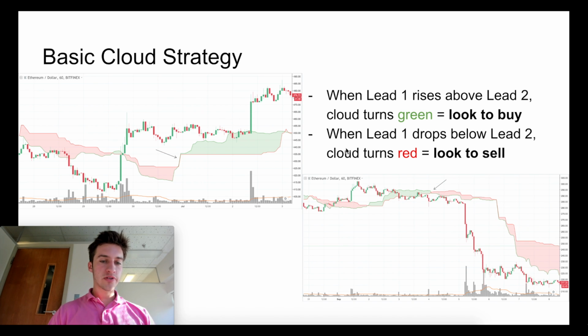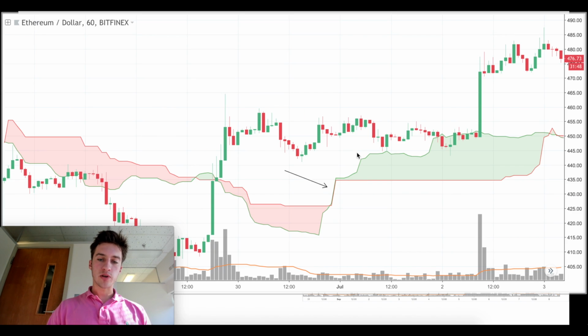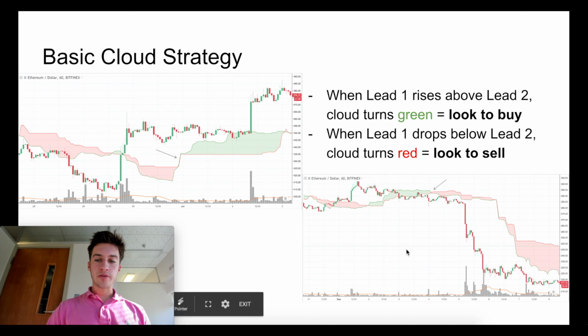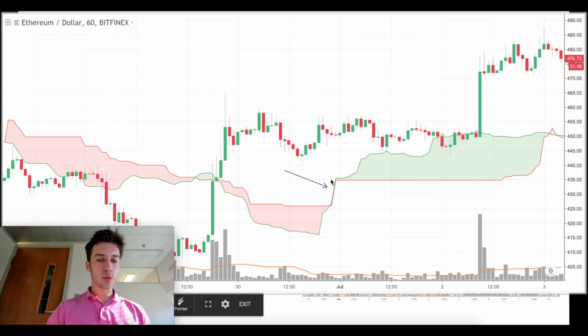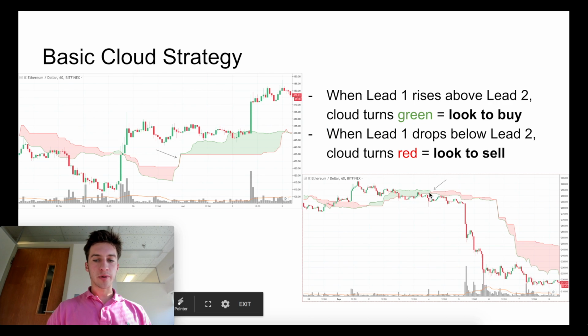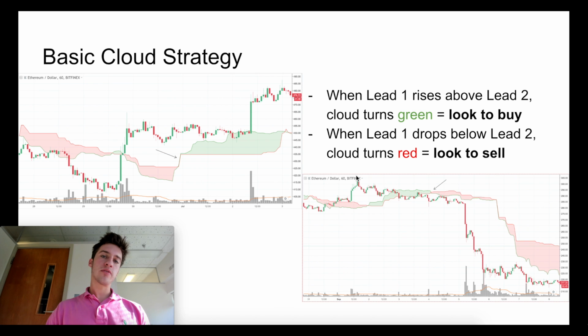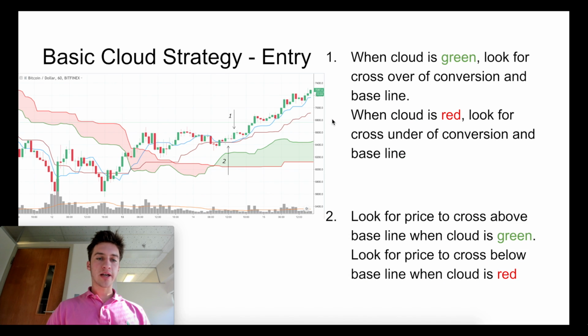When the opposite occurs, when lead 1 drops below lead 2, the cloud's going to turn red, we're looking to sell. So this is what it's going to look like when you get that crossover with a bullish crossover. This is what it's going to look like when you get the bearish crossover, when lead 1 goes below lead 2. Now, we don't want to just buy when lead 1 goes above lead 2. We're not going to buy here, and we're not going to just sell right there. That's where the other components of the Ichimoku cloud come into play, with telling us exactly when to buy and exactly when to sell.